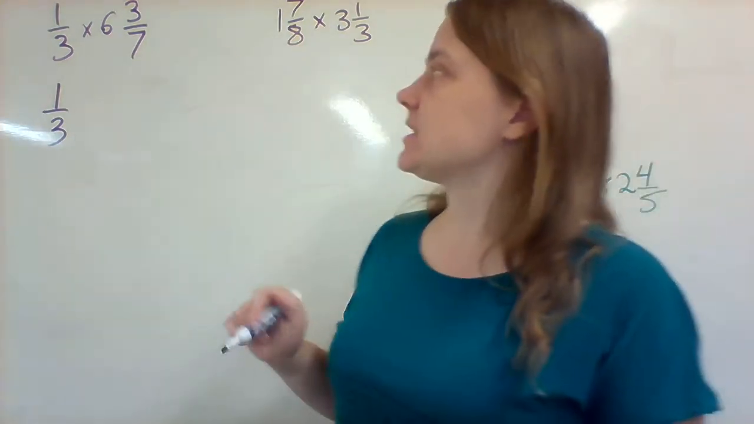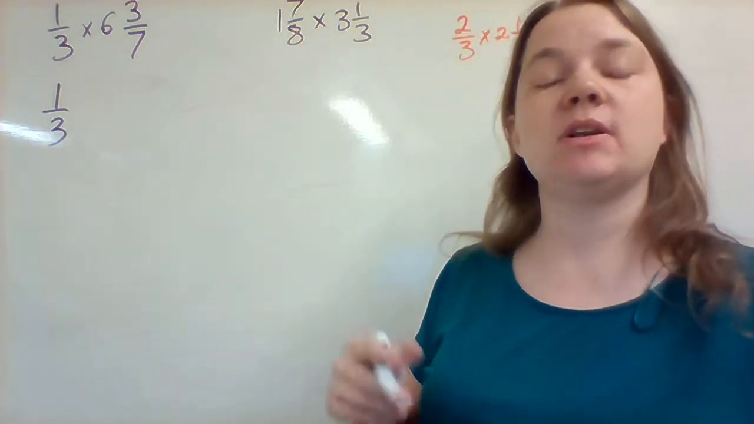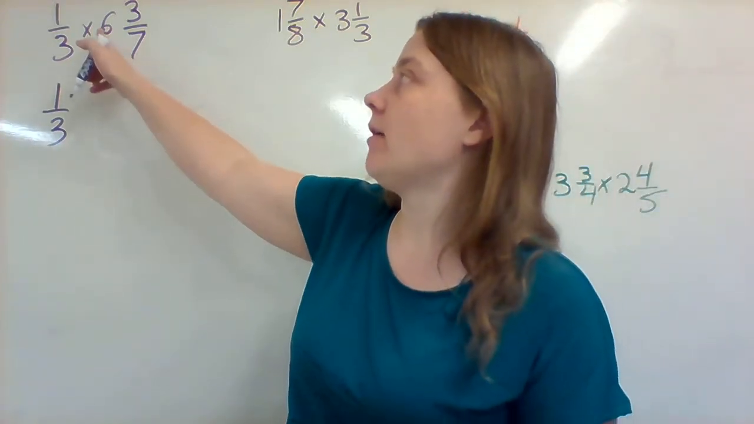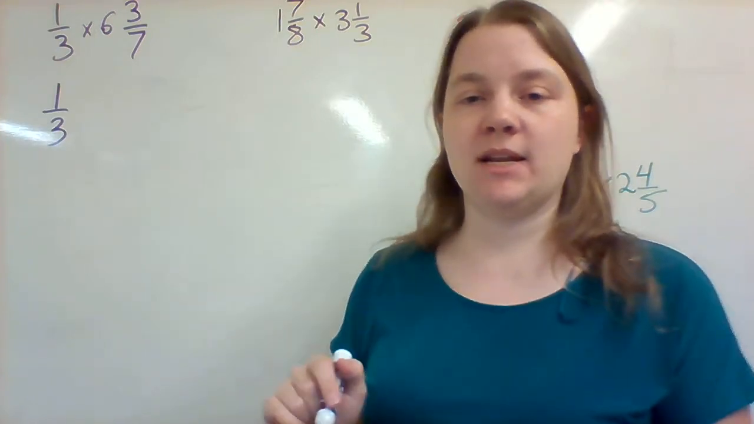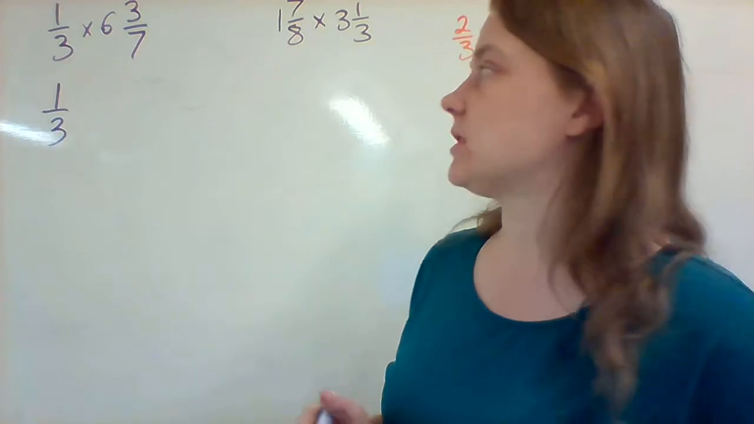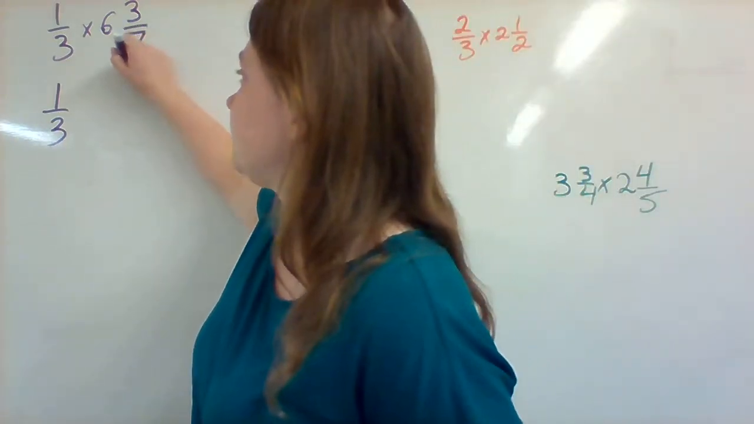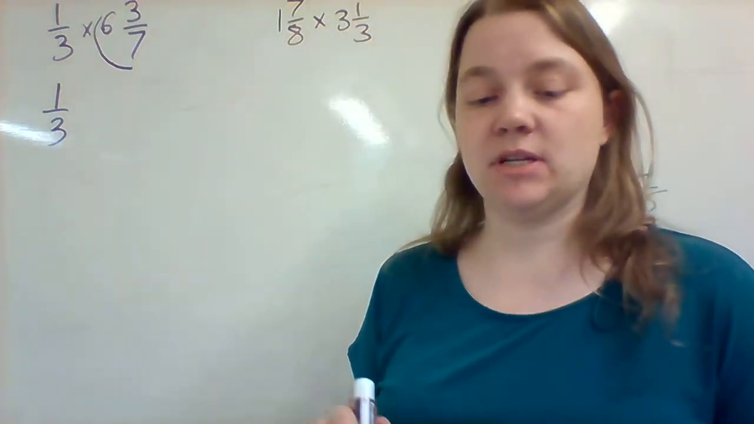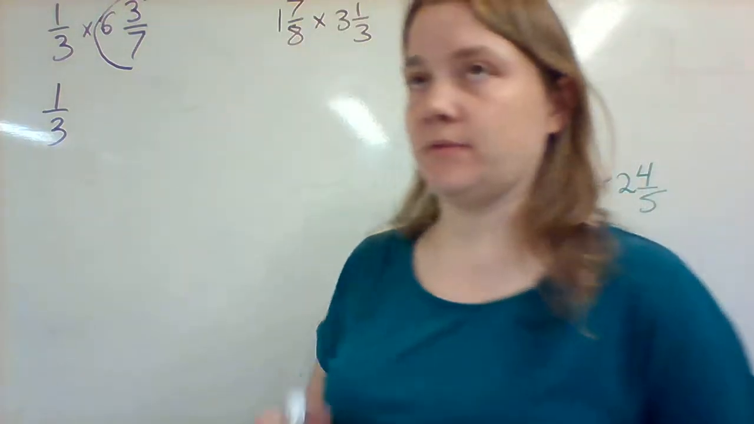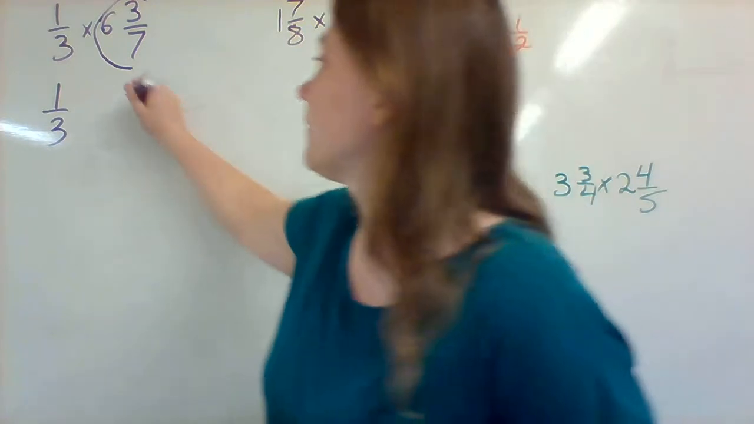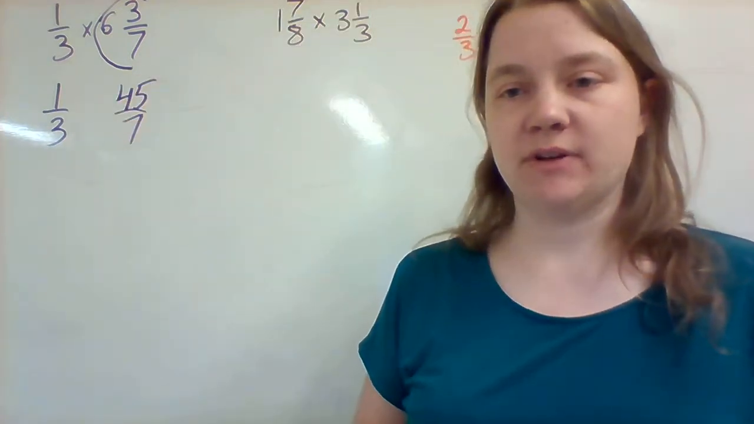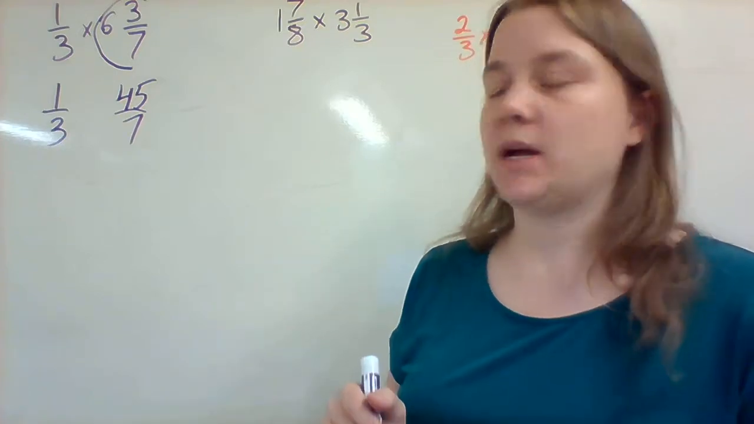Now we need to take this 6 and 3/7 and turn it into an improper fraction because we can't multiply with the whole number in there. We need to get rid of that whole number so that we can multiply a fraction times a fraction. So 6 times 7 is 42, plus 3 is 45. So that's going to be 45 over 7. And now we're going to multiply like normal.